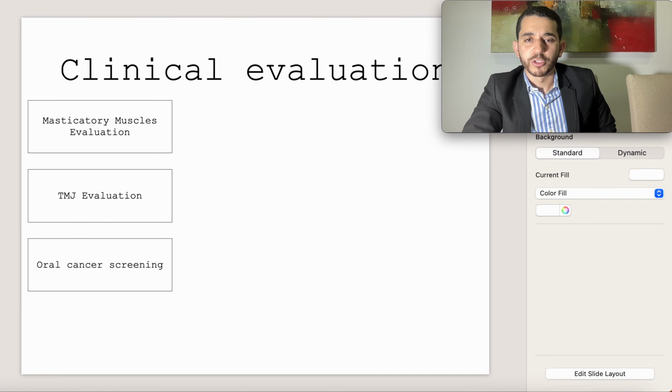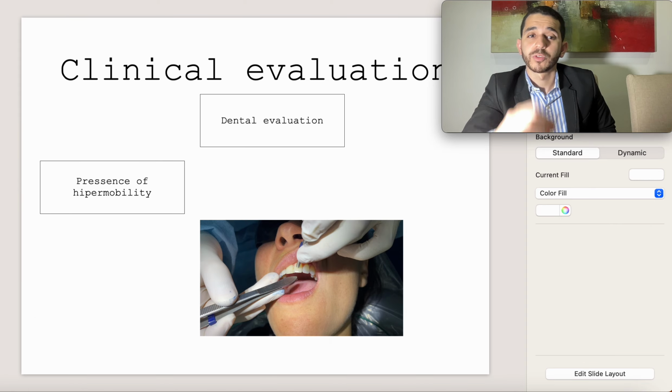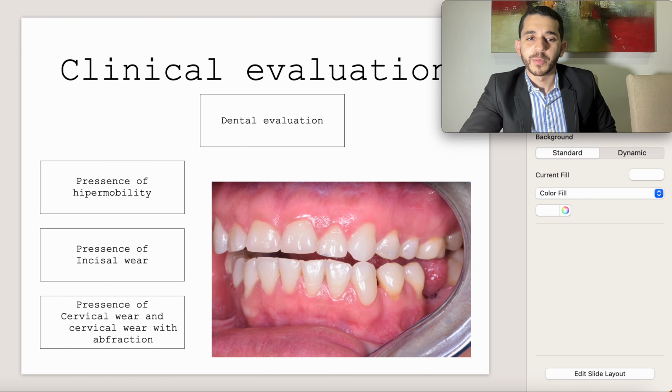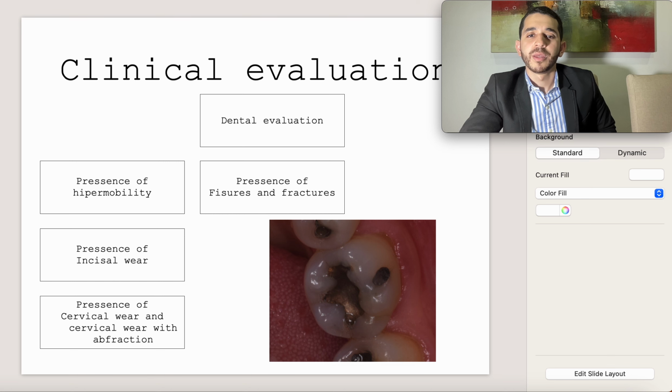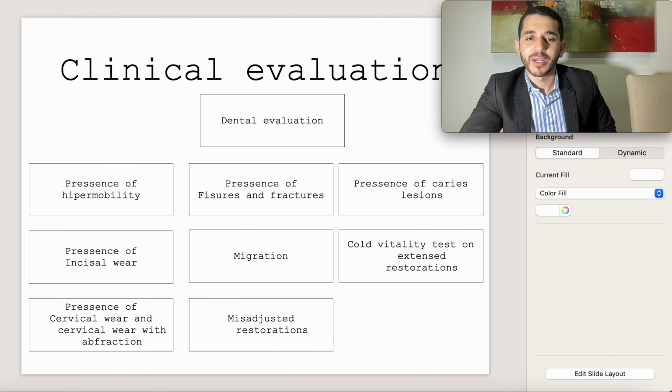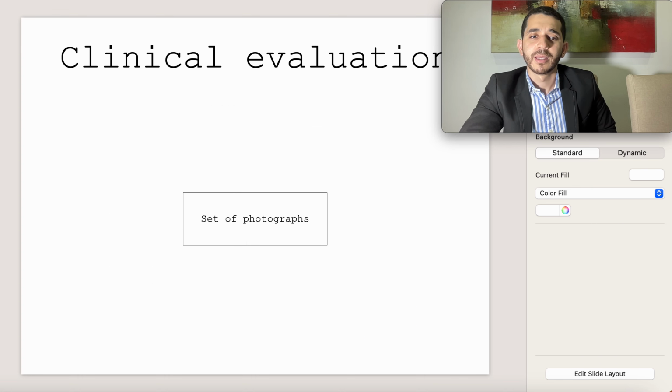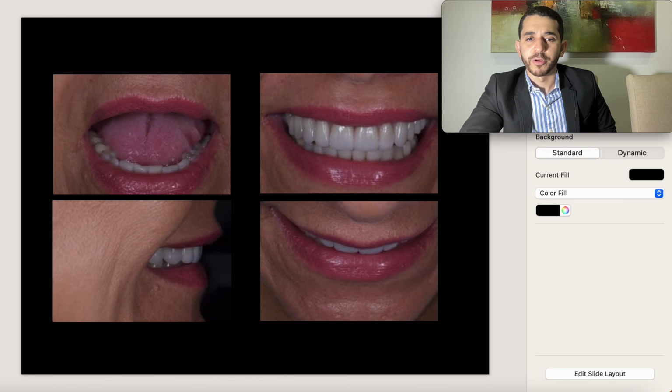Okay, of course, we're going to do the oral cancer screening. We're going to do the dental evaluation, the presence of hypermobility. We're going to take notes of the presence of incisal wear, the presence of cervical wear and cervical wear with a fraction, presence of fissures and fractures, migration, misadjusted restoration, presence of caries lesions, cold vitality test on extended restorations. We're going to do the periodontal evaluation, periodontal probing, dental plaque index, and we're going to take the set of photographs.